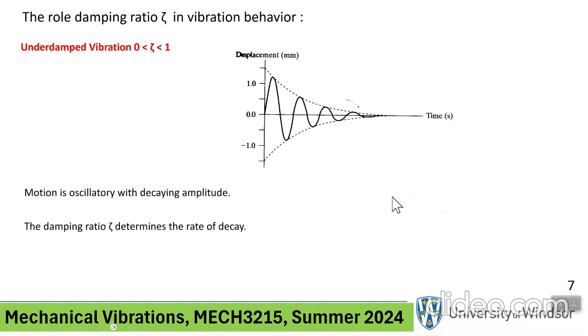Now, in a sense, the damping ratio determines the rate of decay. You will see that. The closer the value of zeta to 1, the faster this thing will decay. But still oscillatory. All right.